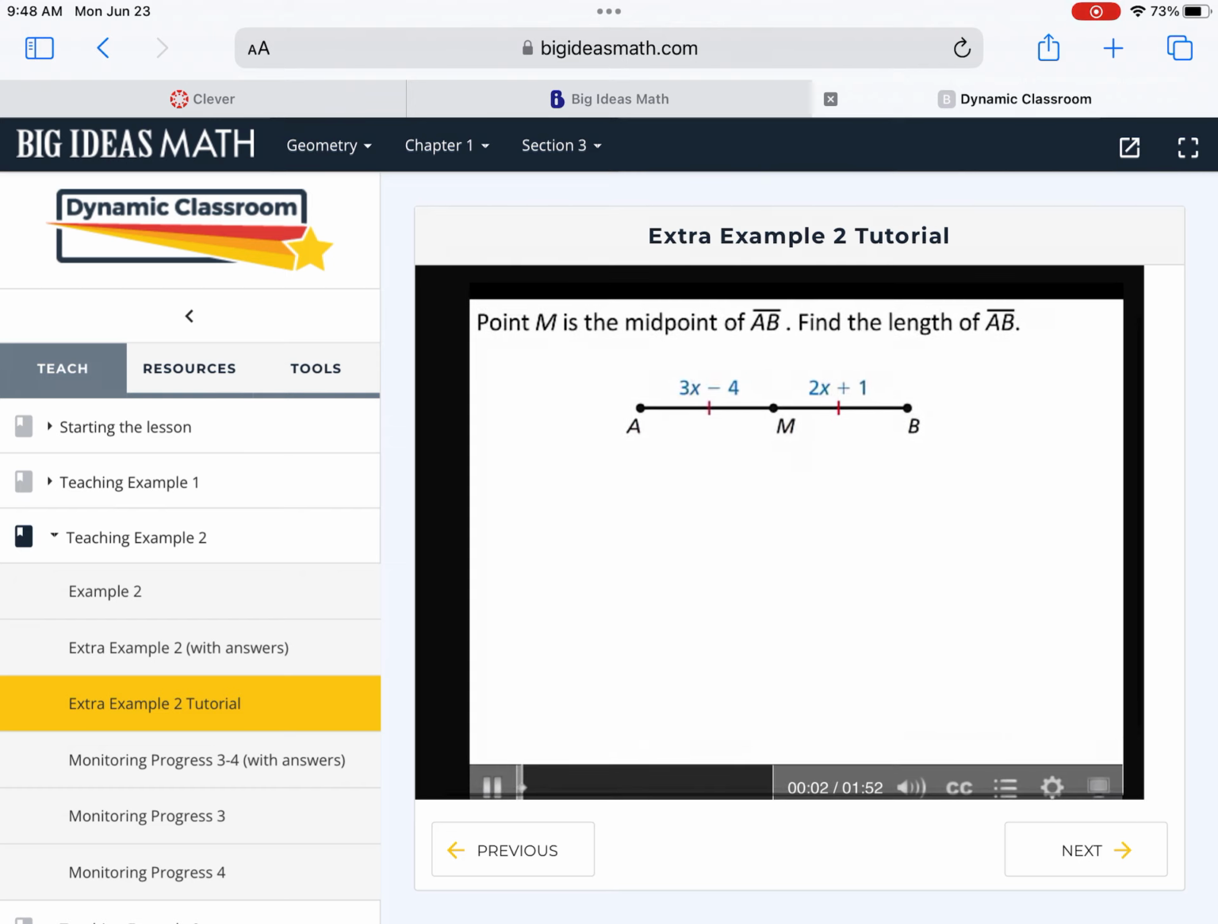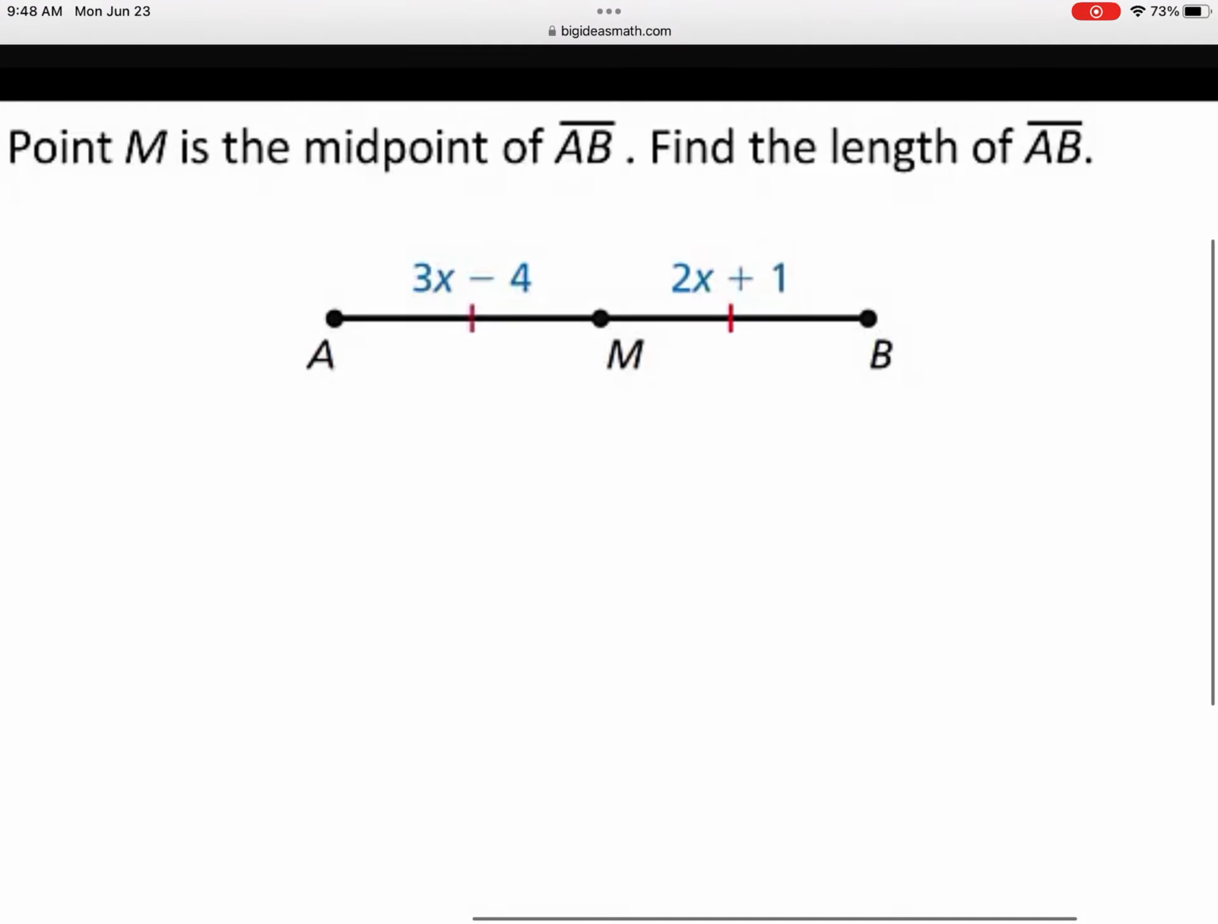Point M is the midpoint of segment AB. Find the length of segment AB. To find the length of segment AB, you first need to find the value of x. In this problem, you are told that point M is the midpoint of segment AB, and you can also see from the diagram that segment AM is congruent to segment MB. So, the length of segment AM is equal to the length of segment MB.